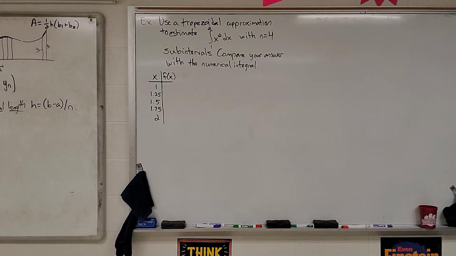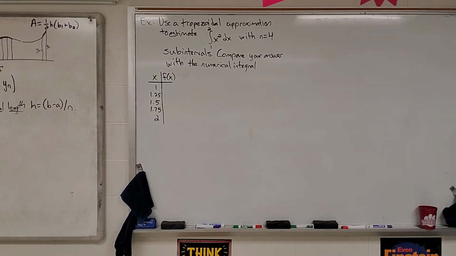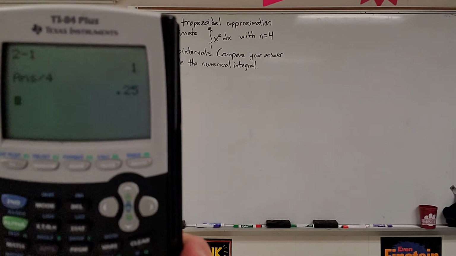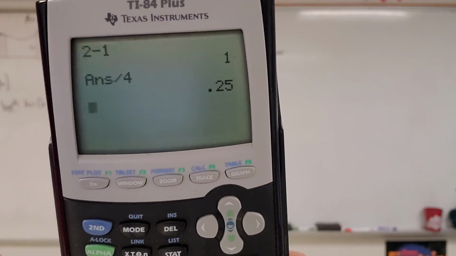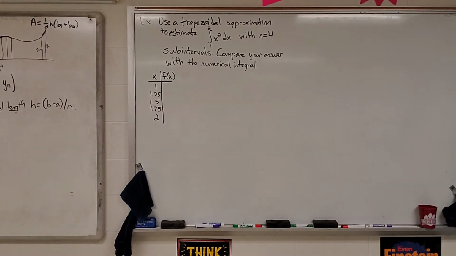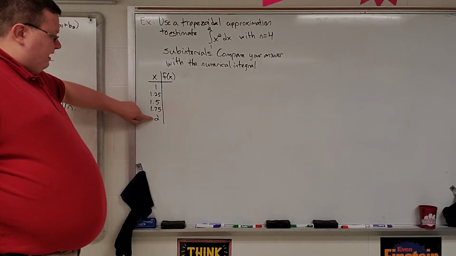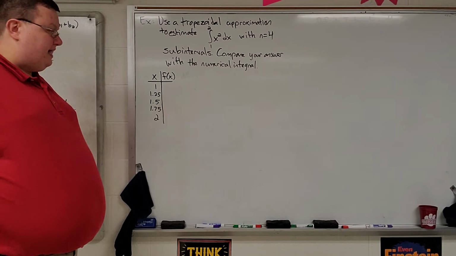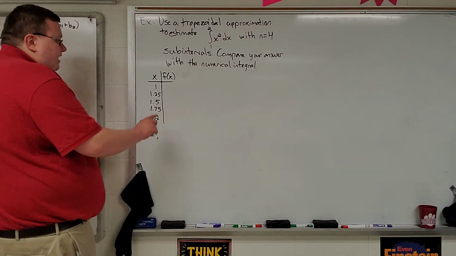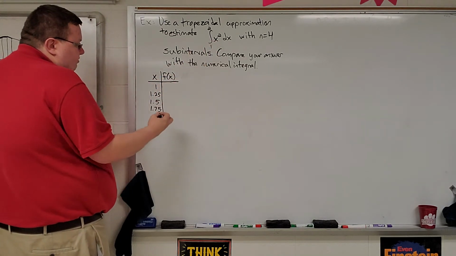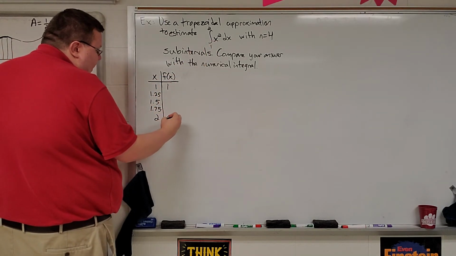If you have to figure this out another way, you could do b minus a divided by n. That would be 2 minus 1, and you're dividing that by 4. So the width of each of your little subintervals is 0.25. You can add 0.25 each time and make sure that works out. Okay, we need the function values at these points. We already know that if I plug 1 into x squared, I get 1. If I plug 2 into x squared, I get 4.